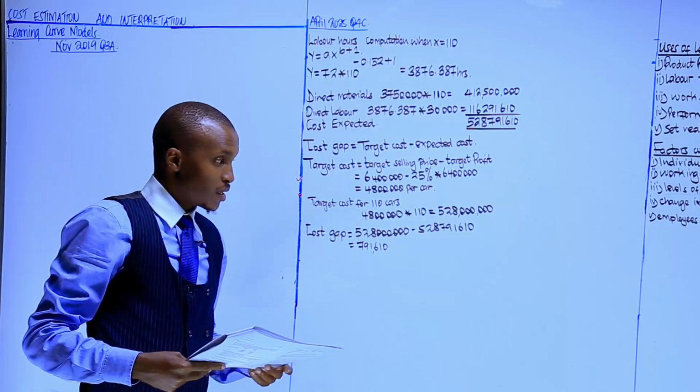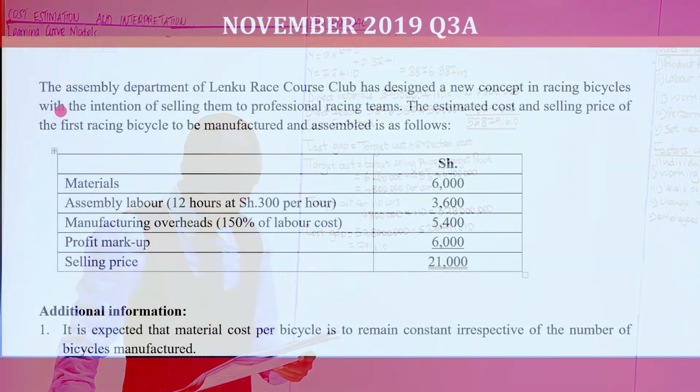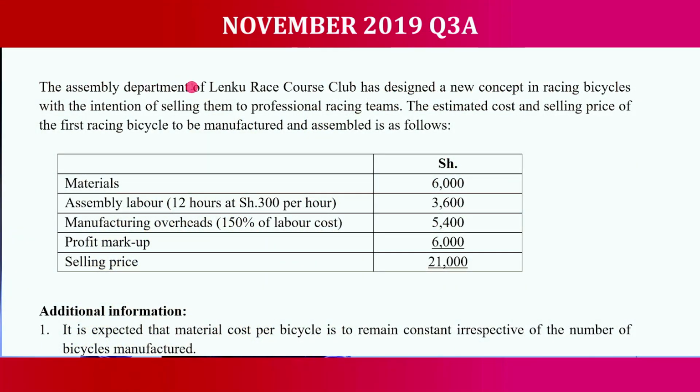The question is saying, the assembly department of Lenkuris course has designed a new concept in racing bicycles with the intention of selling them to professional teams. The estimated cost and selling price of the first racing bicycle to be manufactured and assembled is as follows. You have your materials, your assembly labor, which is 12 hours at 300 shillings per hour.